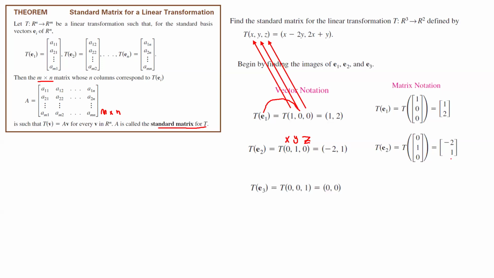And finally, T of E3, which is T of 0, 0, 1. Again, the same process. You have your x, your y, and your z, which is equal to 1, and x and y are equal to 0. So 0 minus 0, comma 0 plus 0, which is 0 and 0. It gives you 0, 0 back.